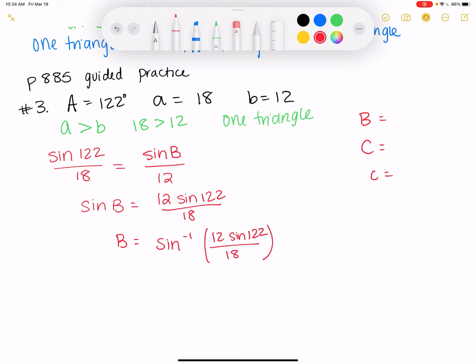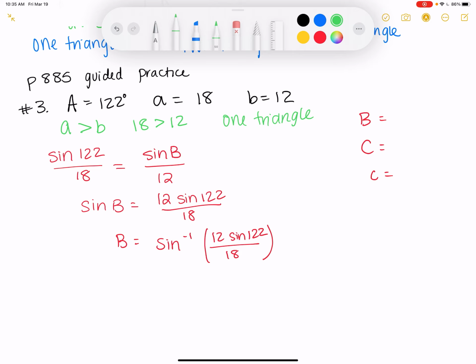Can you go step by step and tell me how you got each of those pieces that make the final formula? How did you get from the top two to that one? So I multiplied by 12, and then I flipped it because I like my variables on the left. So I have my sine of B over here, and then the 12 sine of 122 over 18. To get rid of the sine and get B by itself, I have to do the inverse of it, and I have to do it to both sides. So B is equal to the inverse sine of 12 sine of 122 over 18.